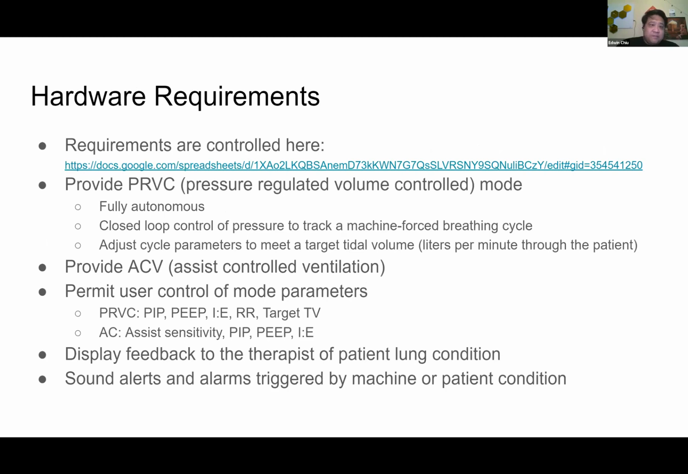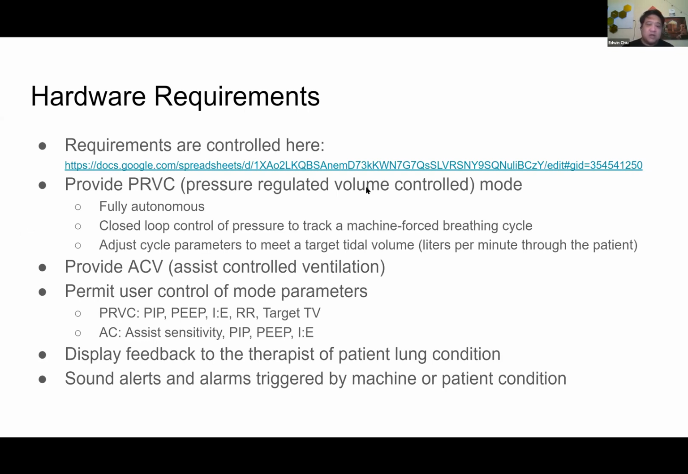We have a specific hardware requirements document. The link is here in the slide, and these slides will be linked and made available on the Slack channel. Here we're keeping track of every single requirement and every single specification that we need to meet. But I'll give just an overview here on the slide. We have two basic modes that we're trying to hit.